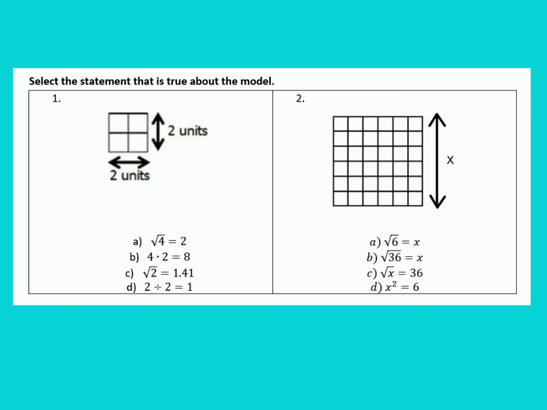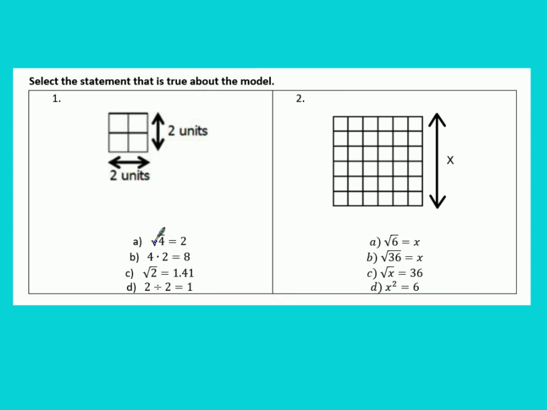So looking at these two examples, we want to select the statement that's true about this model. In the first one, we have a square that's 2 by 2. 2 squared is 4, so we could say that 2 times 2 is 4. We could say that the square root of 4 is 2. We could say that 2 squared equals 4. So those are some of the only true statements that we could say here.